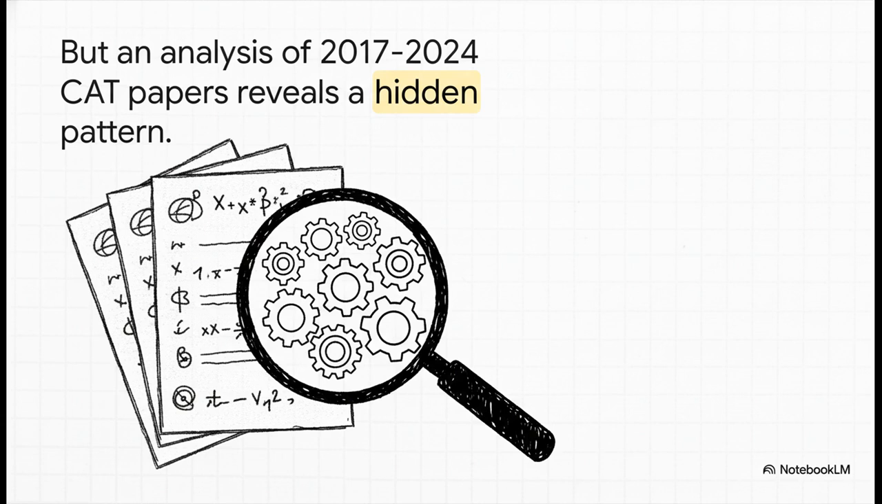So we did something different. We went back and analyzed every single mixtures and averages question from the CAT papers, all the way from 2017 to 2024. And what we found? Well, it changes everything. There's a pattern, a hidden structure that the test makers use over and over again.